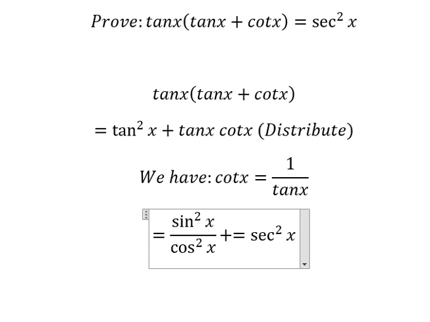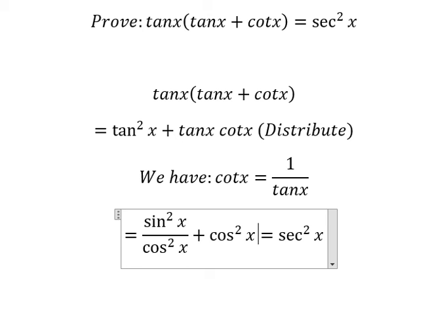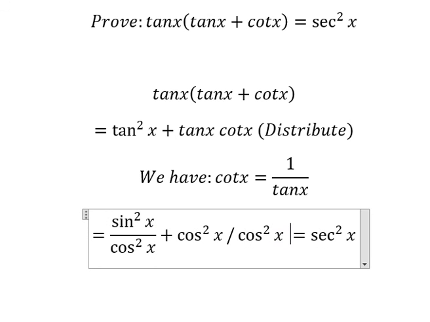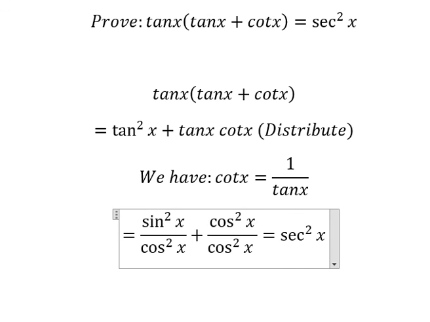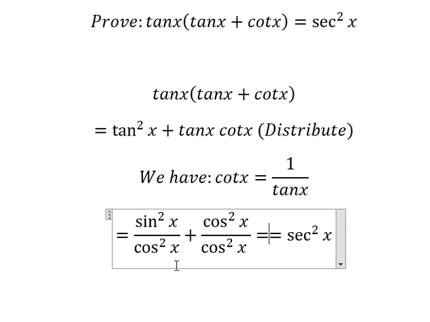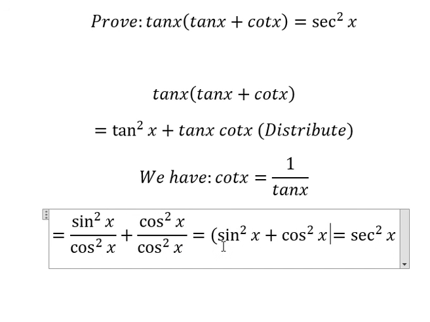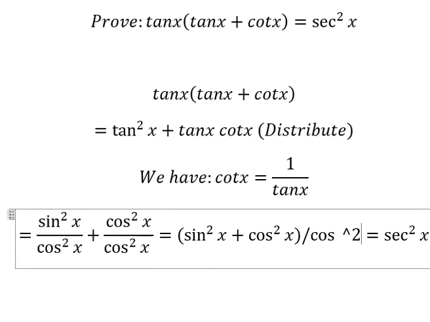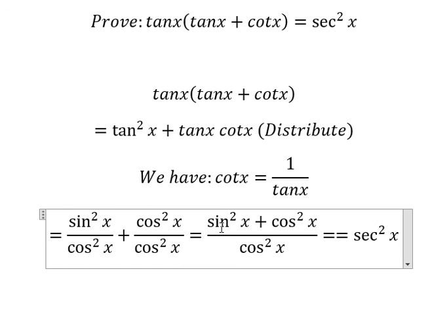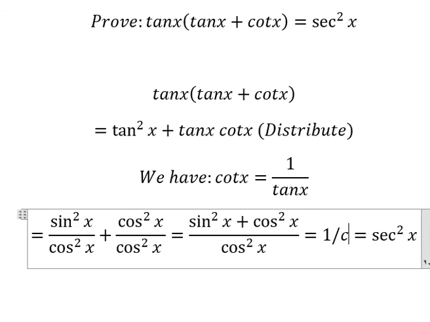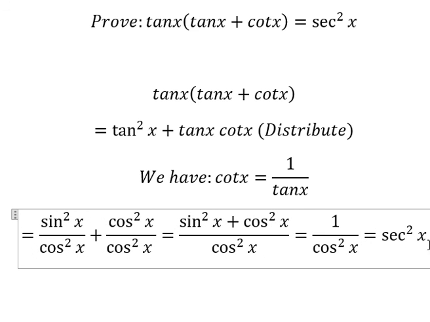Number 1 we can put as cosine squared x over cosine squared x. Now we have cosine squared x, we combine the two fractions together. We know that this one equals number 1. And this is the reason why we have this one.